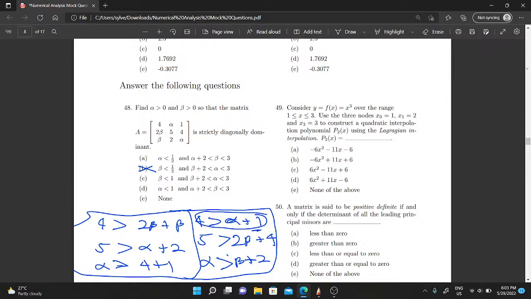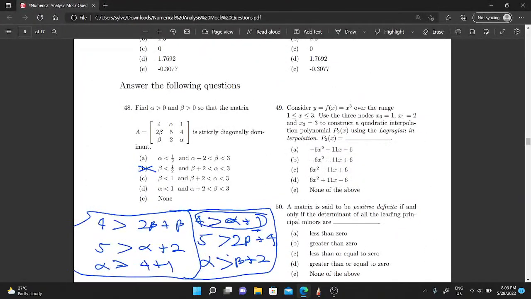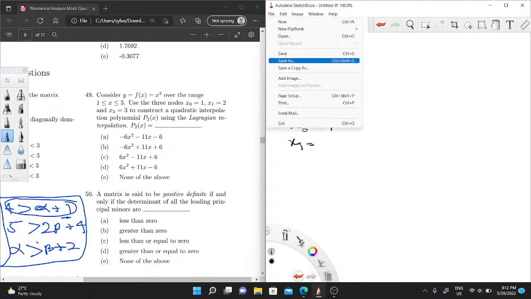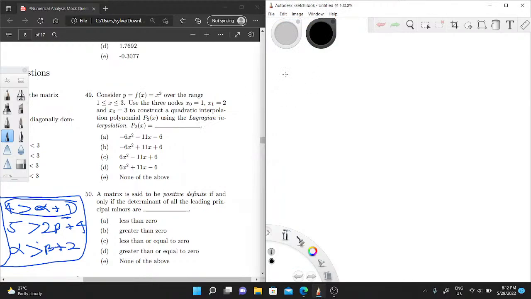Yes, so I feel like it will be better side by side. So we are now back. Perfect. So we're on the Lagrangian interpolation. So let's go again, right? With the Lagrangian interpolation, I don't know why I'm saying multiplication.